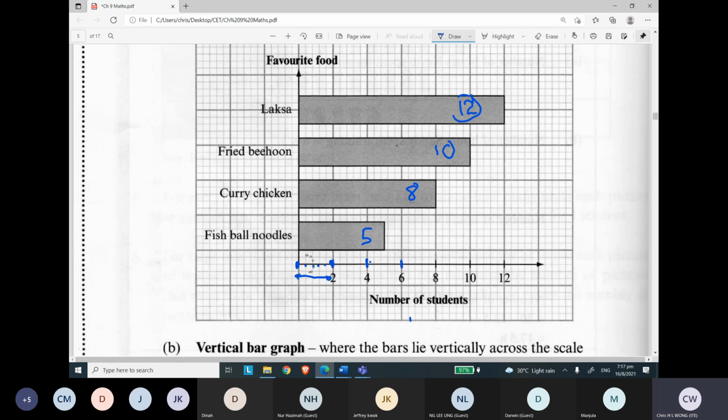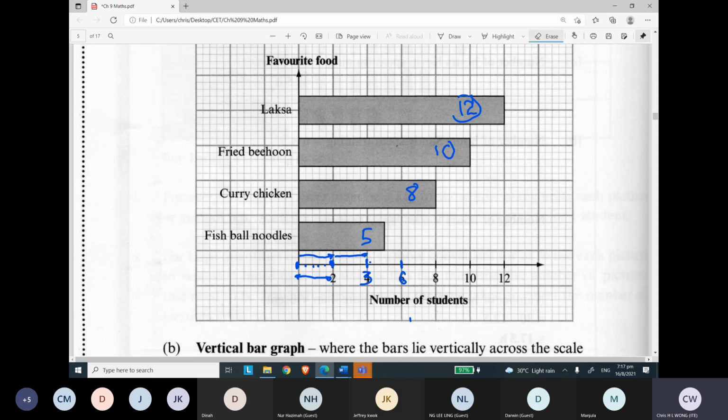The rest must all be the same. You cannot say from here to here you have 5. Every 5 squares you represent 2, and then this one another 5 squares becomes 3, and this one becomes 6. You can see the numbers become very uneven, isn't it? Your representation must be the same.